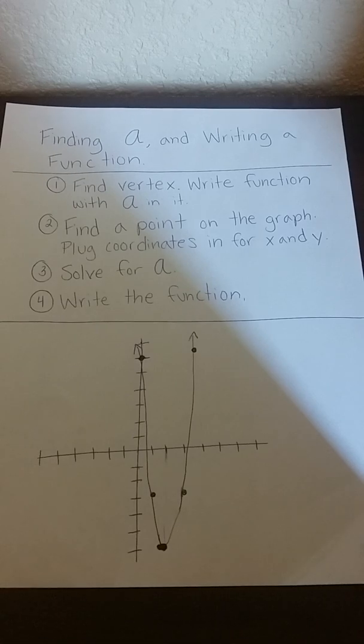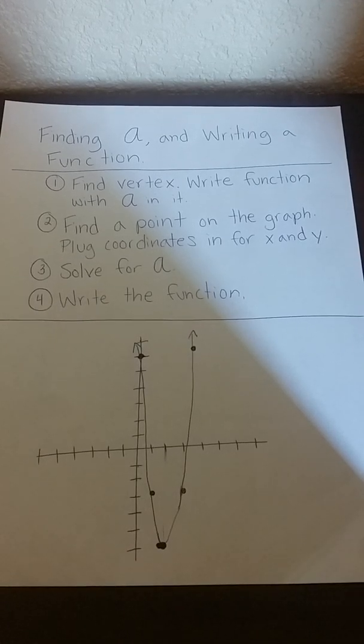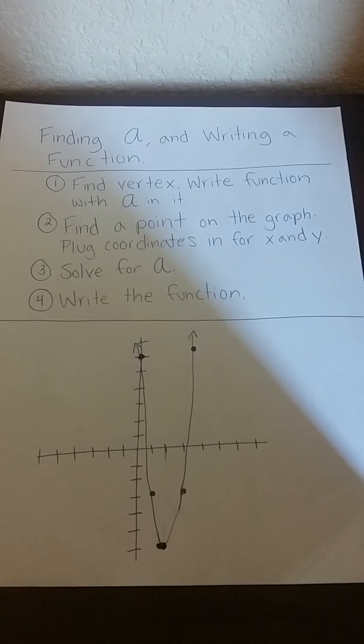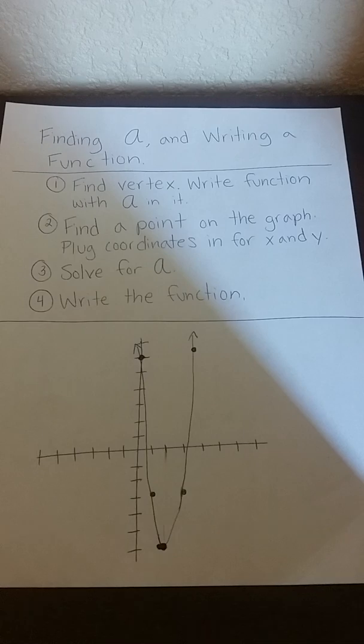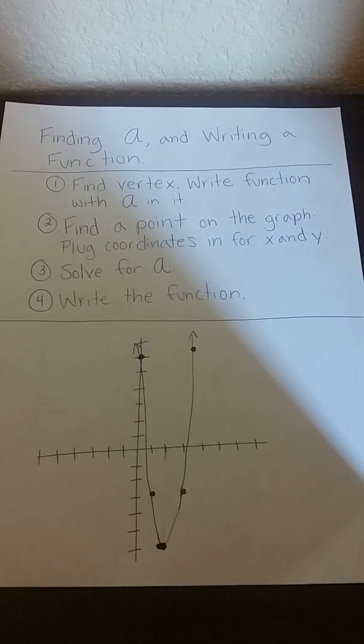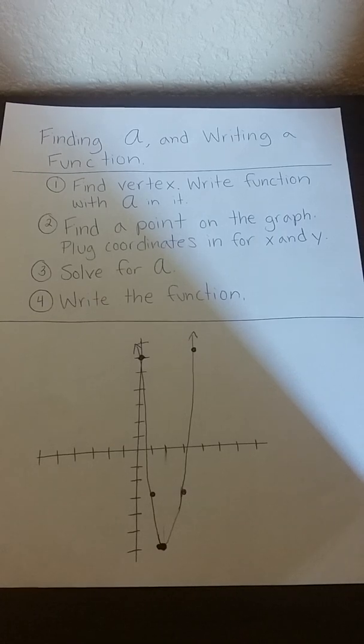First, you need to find the vertex. You need to write the function with the letter A in it, just as the letter A, because at this point you don't know what your dilation is. The second step is to find a point on the graph and plug the coordinates of that point in for x and y. The third step is then to solve for A, like you're solving an equation. And then your fourth step is to write your function.